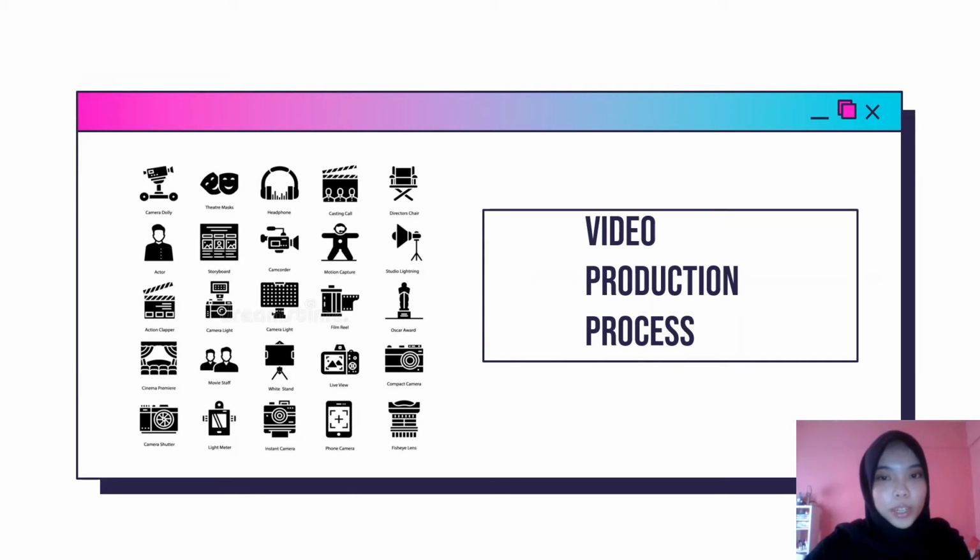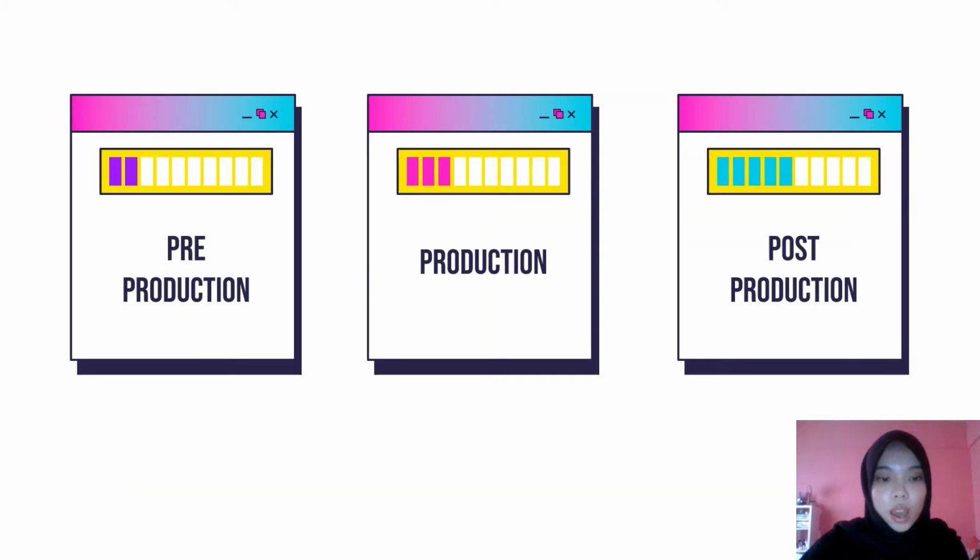Hi everyone, my name is Nasrin Kistina, and now I'm going to talk about the process of video production and explain how and what goes into each stage. So, video production can be broken down into 3 different stages: the first one, pre-production, second is production, and the last stage, as you can see here, is called post-production.